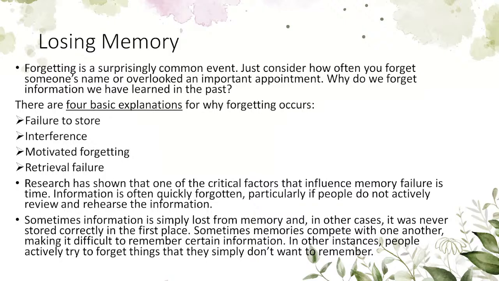There are four basic explanations for why forgetting occurs: failure to store, interference, motivated forgetting, and retrieval failure. Research has shown that one of the critical factors that influence memory failure is time. Information is often quickly forgotten, particularly if people do not actively review and rehearse it. Sometimes information is simply lost from memory, and in other cases, it was never stored correctly in the first place. Sometimes memories conflict with one another, making it difficult to remember certain information. In other instances, people actively try to forget things they simply don't want to remember.